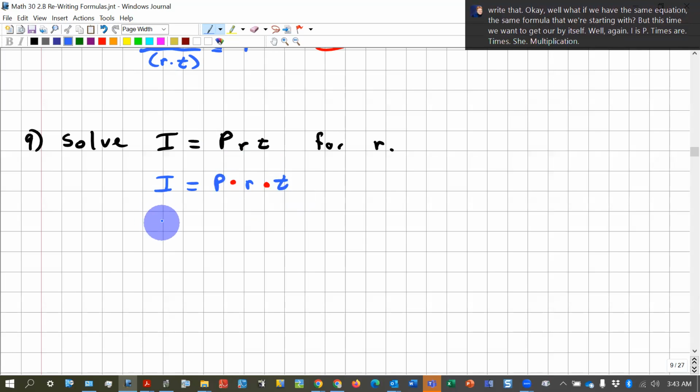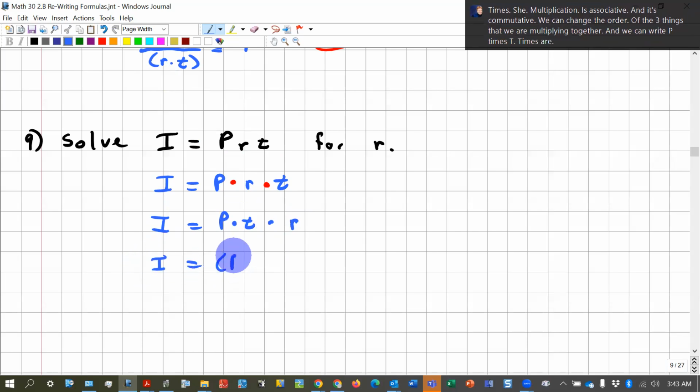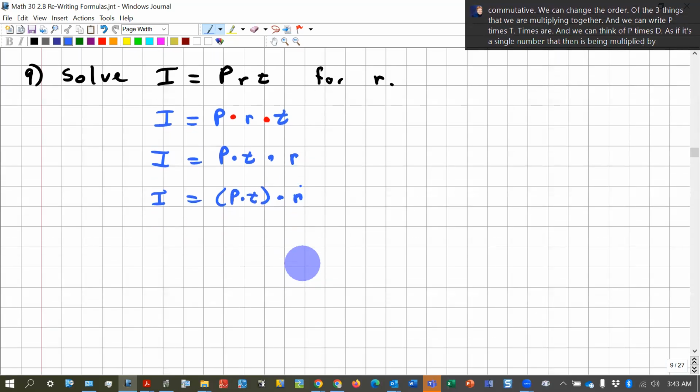Multiplication is associative and it's commutative. We can change the order of the three things that we are multiplying together, and we can write p times t times r, and we can think of p times t as if it's a single number that then is being multiplied by r by using the associative property.